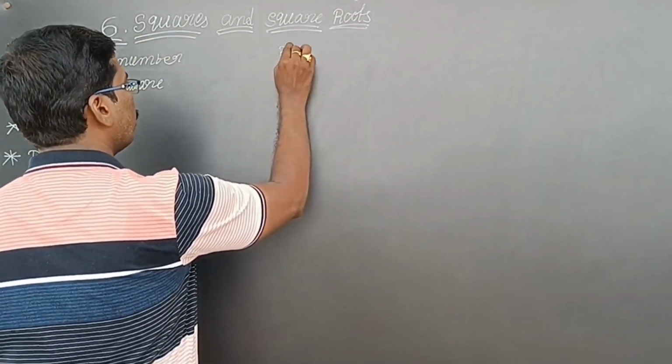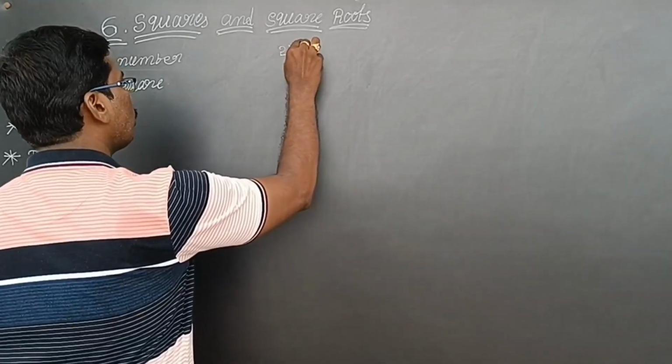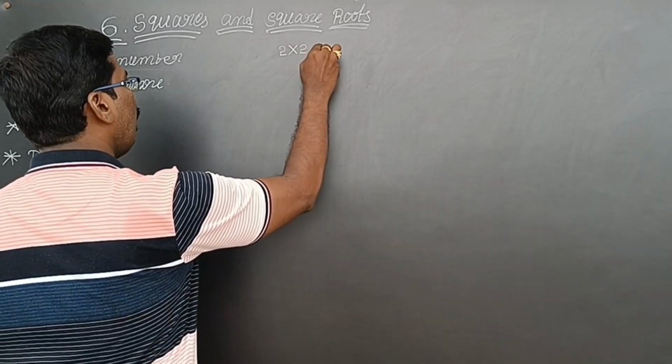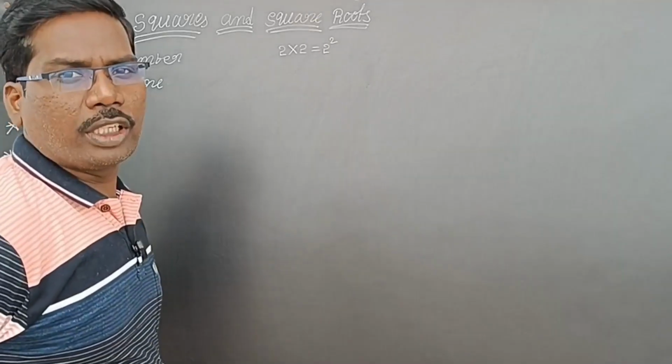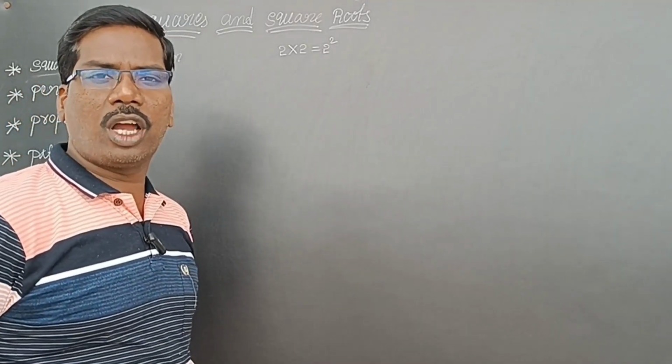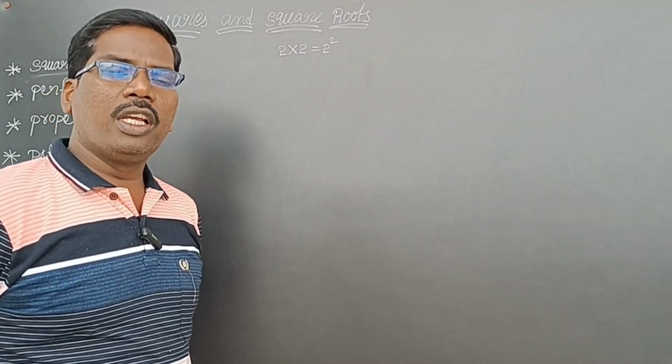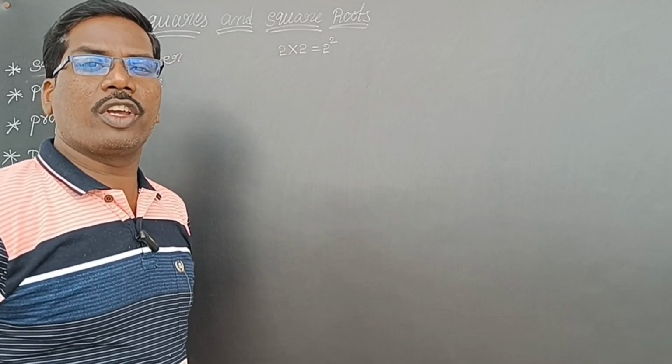For example, I am taking 2. I am multiplying this 2 with 2 only. 2 2s are 4, that is 2 square. This is the square of 2, because I am taking 2 and doing multiplication with 2 only, so I am getting 2 square. That is called the square of 2.